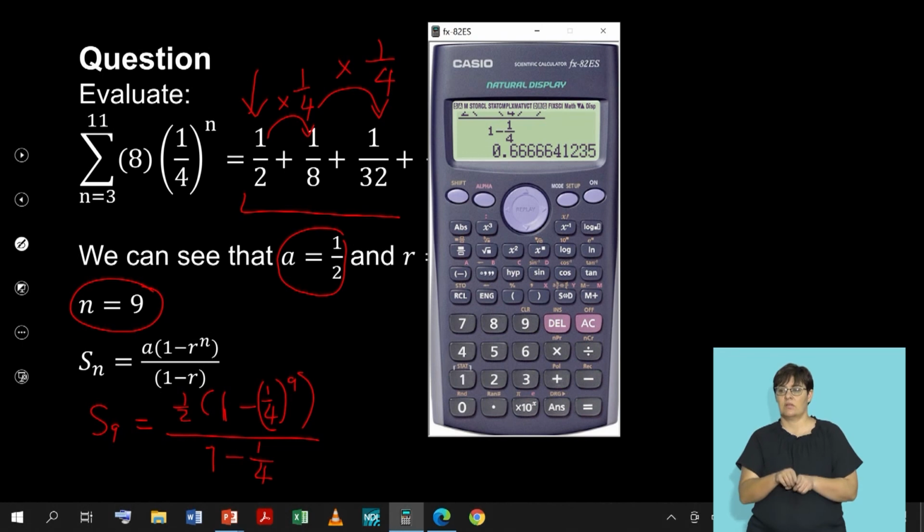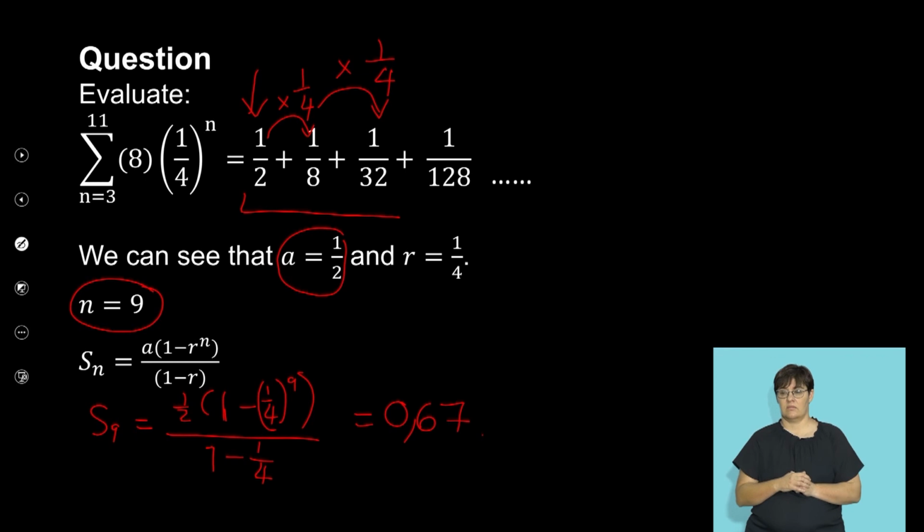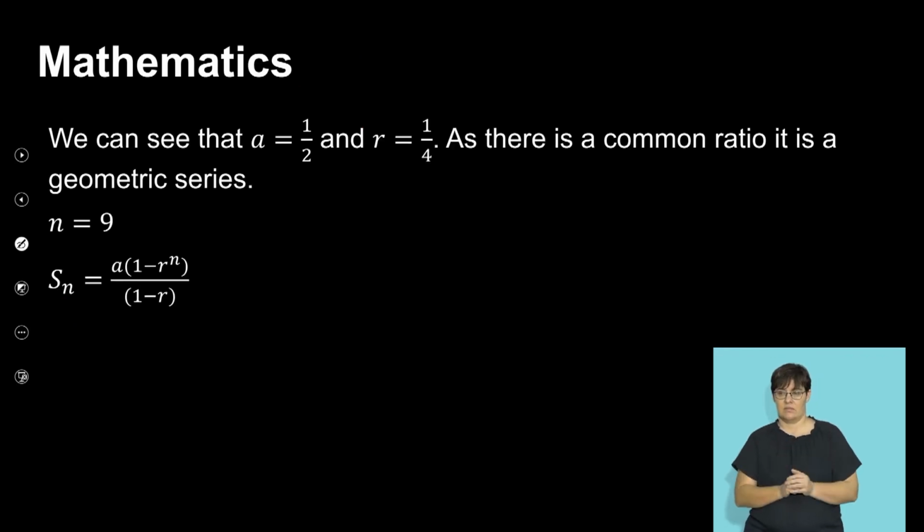So this sum is equal to 0.67 if I round to the second decimal place. Great, everybody. Let's move on to the next example.